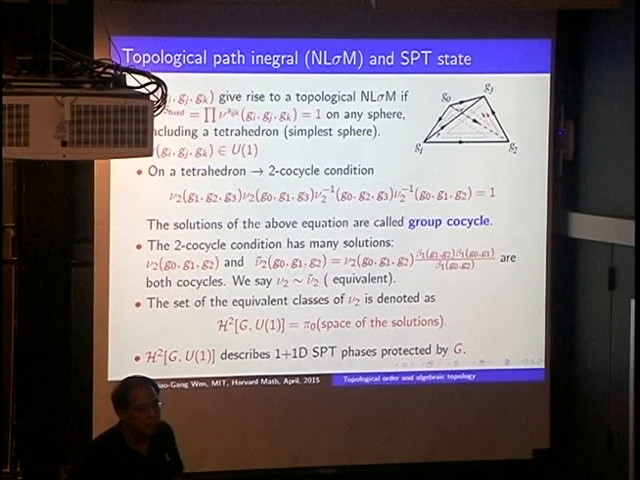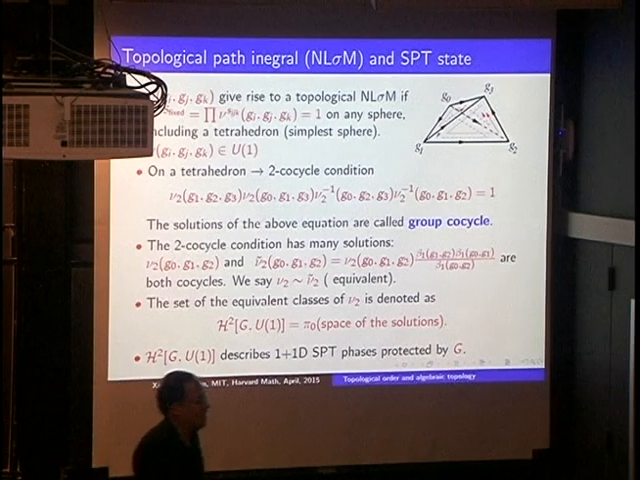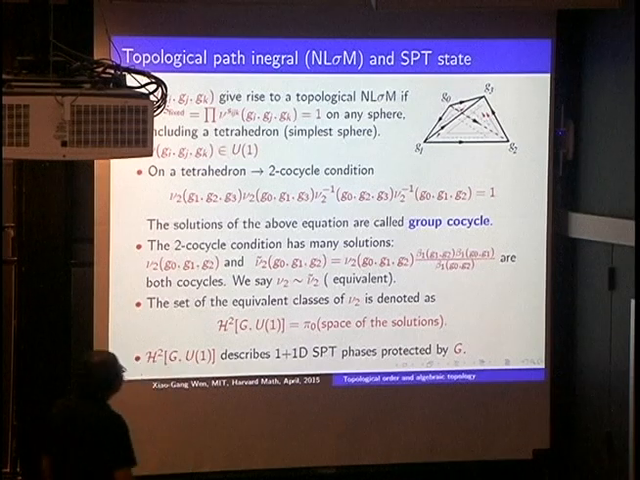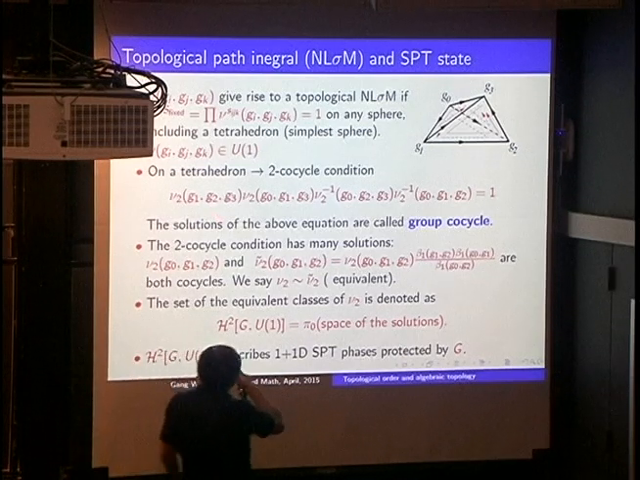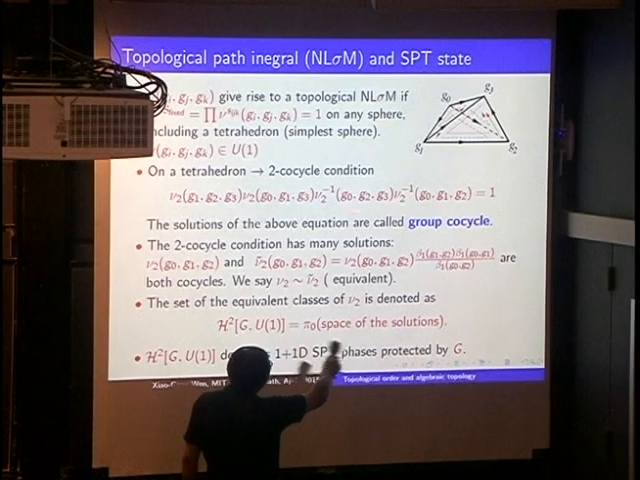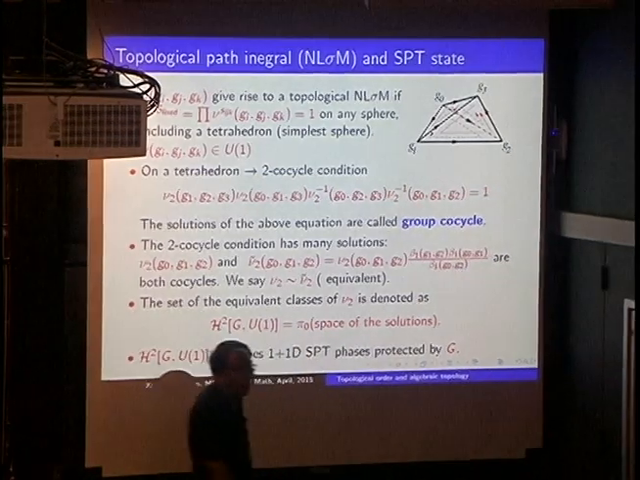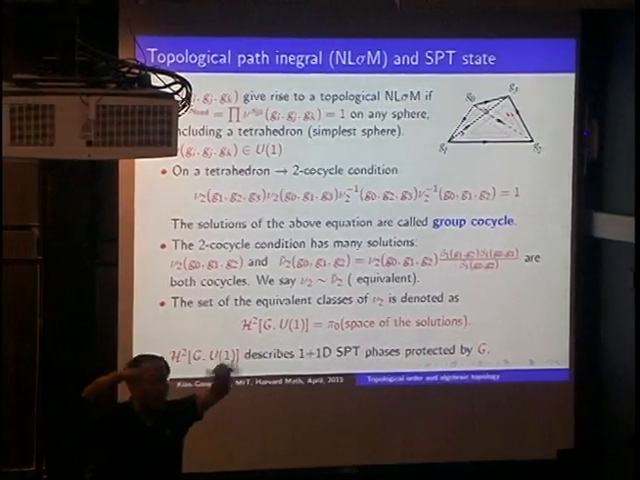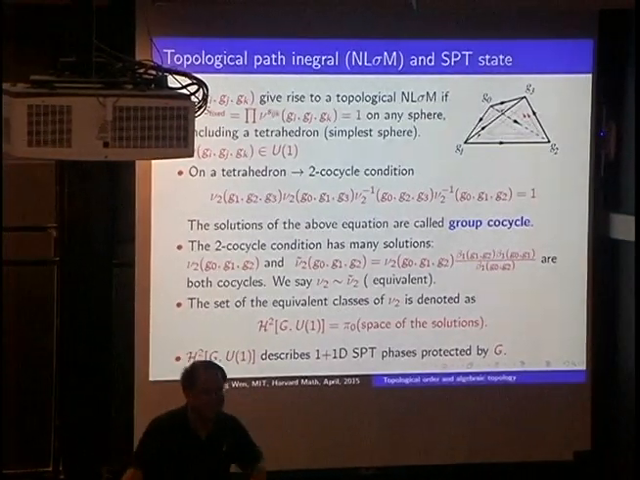Sorry, what's the reason to demand mu to be a phase? Let me see. If mu is not a phase, then the partition function, I should take a dagger here, is not equal to one. That means for different configurations, I have different weights. So the summation becomes more complicated.